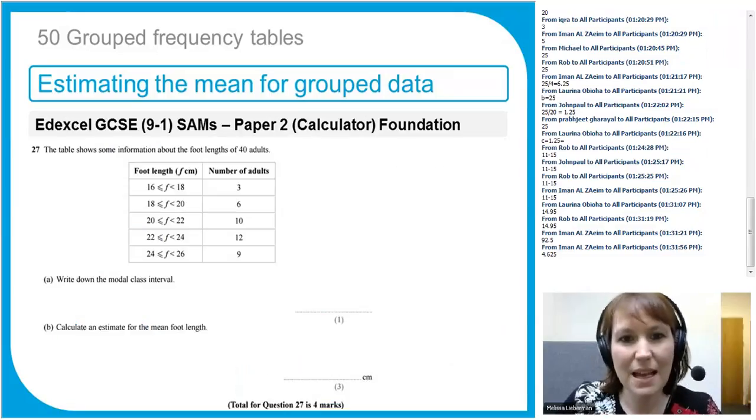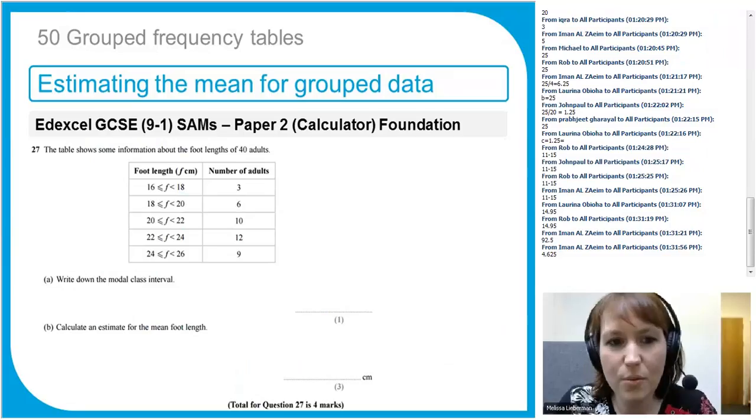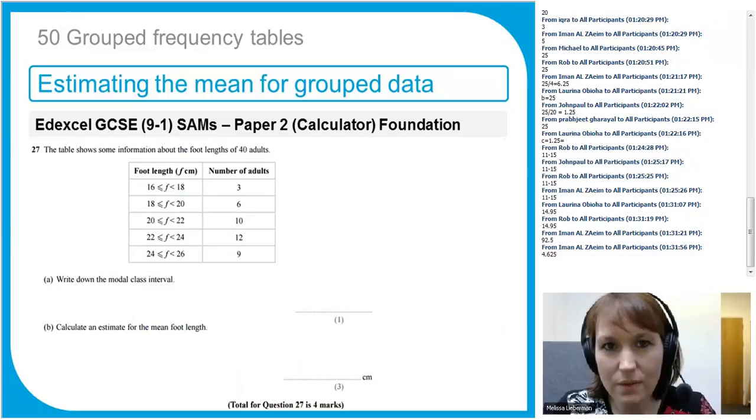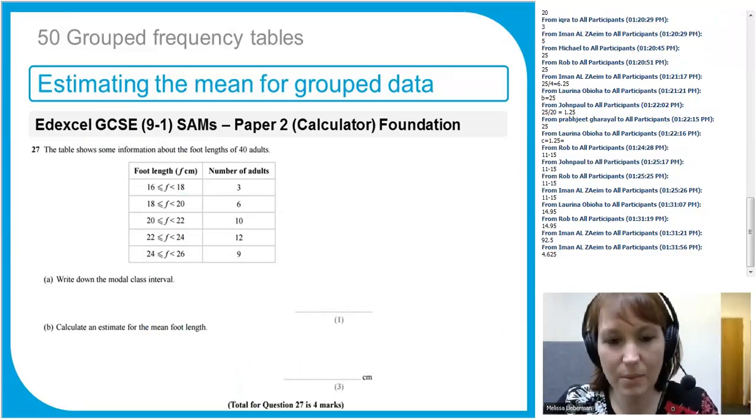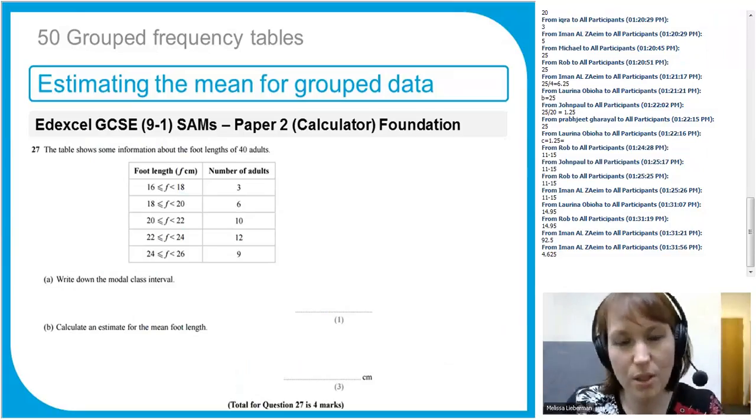Let's have a look. This is from Edexcel's sample assessment materials for GCSE 9 to 1. This is question 27 on the foundation tier paper, but the exact same question is on the higher tier paper. Remember that the grade 4 and 5 questions on the foundation tier exam papers are repeated towards the beginning of the higher tier paper. So those same grade 4 and 5 questions are common to both higher and foundation tier.